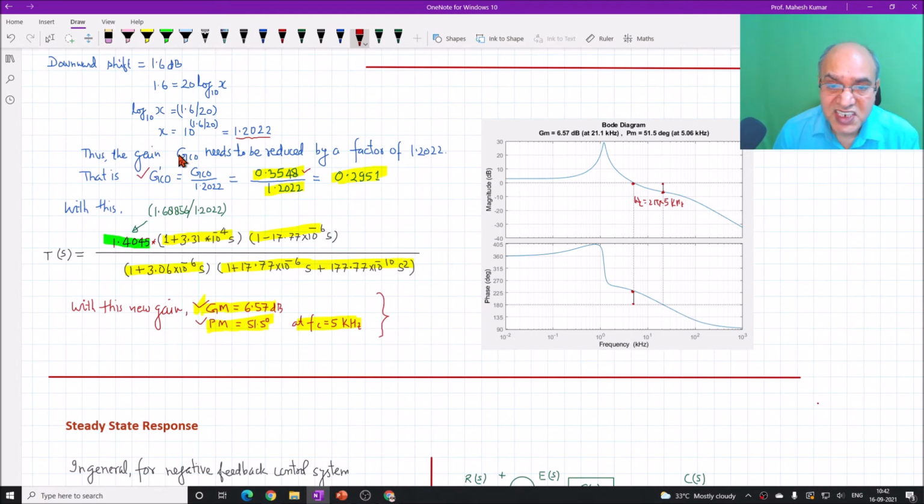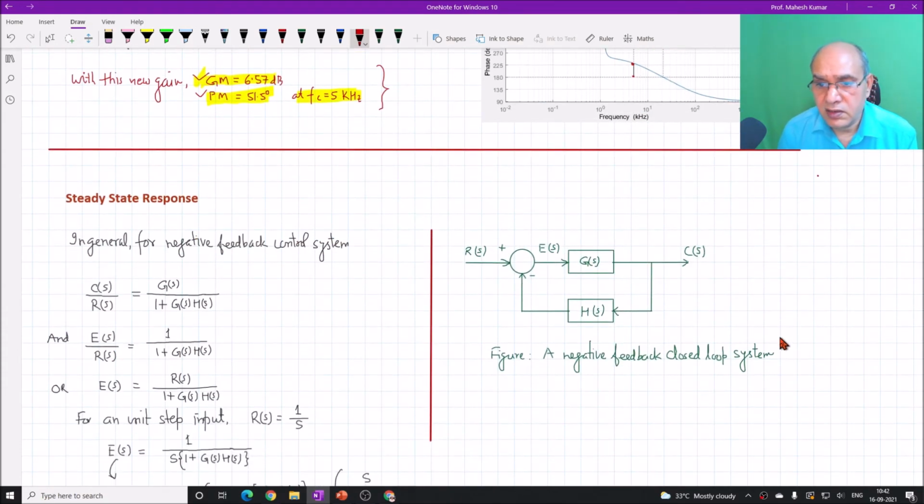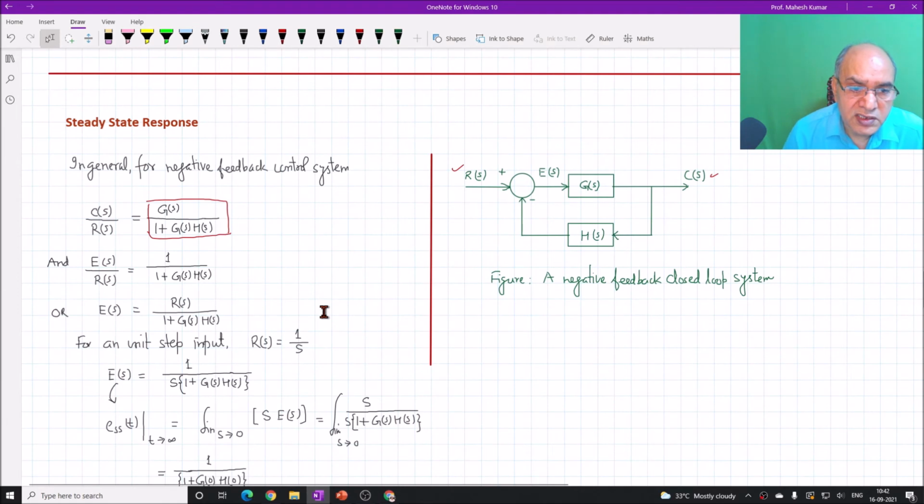But let us check the steady state performance because that is equally important. So we know for any general system like this, where this is the input signal and this is the output signal, there is a feedback system H(s) and the forward gain is G(s) for the system. The overall gain C(s)/R(s) is given by G(s)/(1 + G(s)H(s)). And if we want to find the E(s)/R(s), the ratio of error to the input signal, then it is 1/(1 + G(s)H(s)).